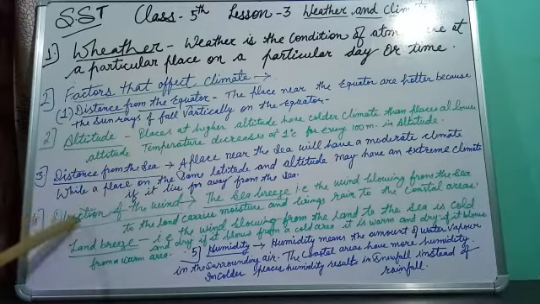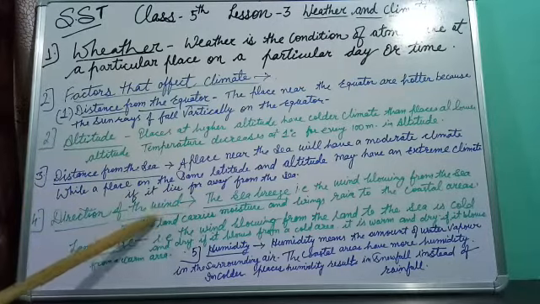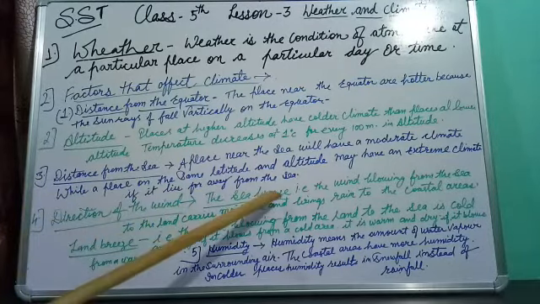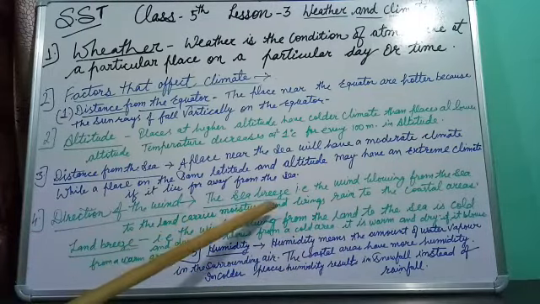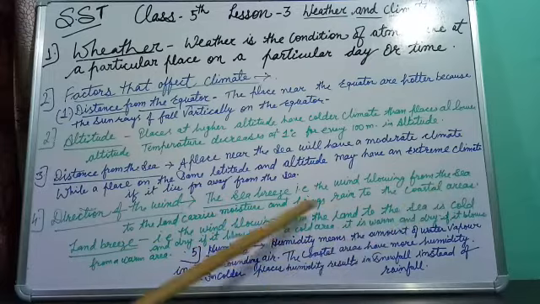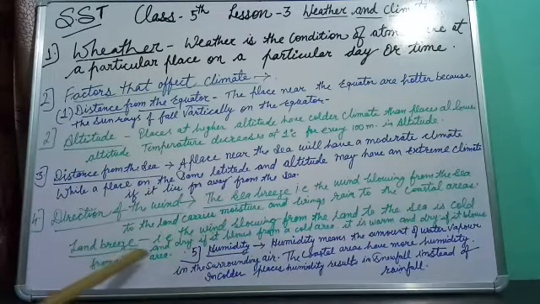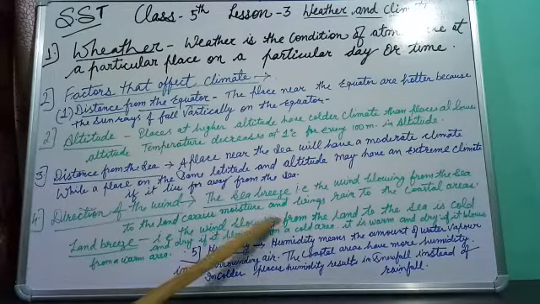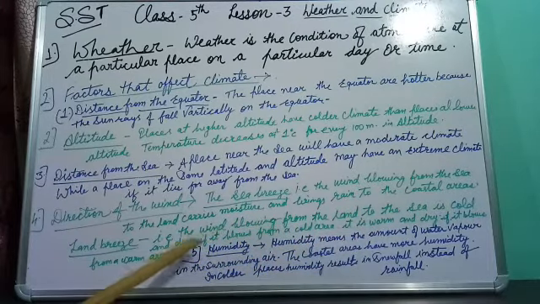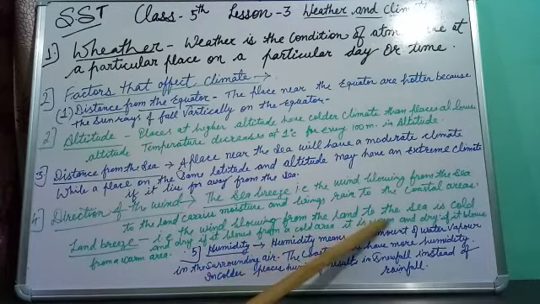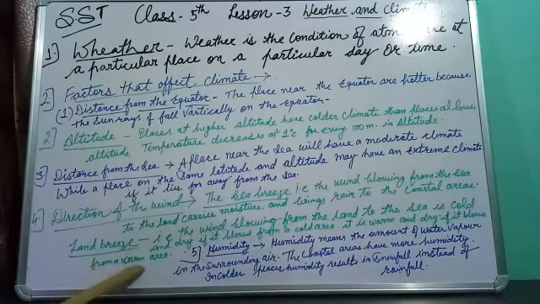Number 4, direction of the wind. The sea breeze, the wind blowing from the sea to the land, carries moisture and brings rain to the coastal areas. The land breeze, the wind blowing from the land to the sea, is cold and dry if it blows from a cold area. It is warm and dry if it blows from a warm area.